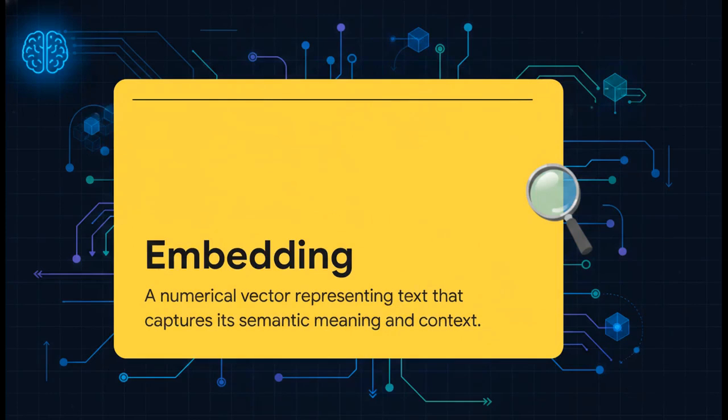And the way we do that is with something called an embedding. Think of an embedding as a numerical fingerprint for a piece of text. It's a vector, which is really just a long list of numbers, that captures the semantic meaning and context.